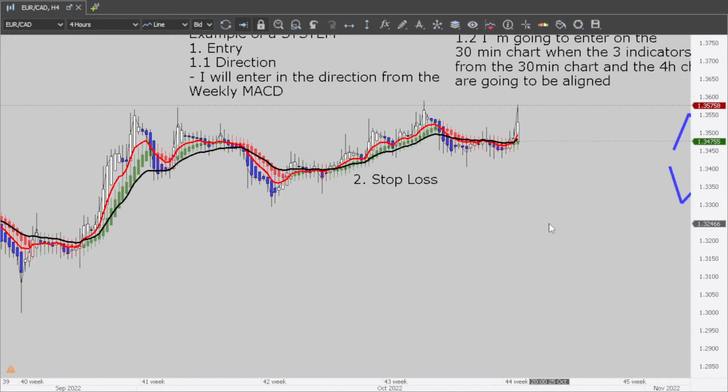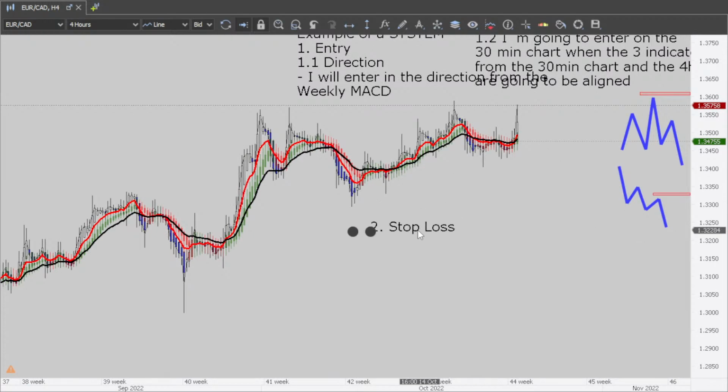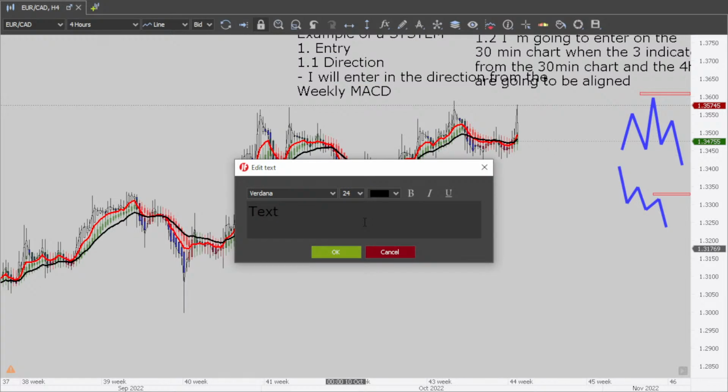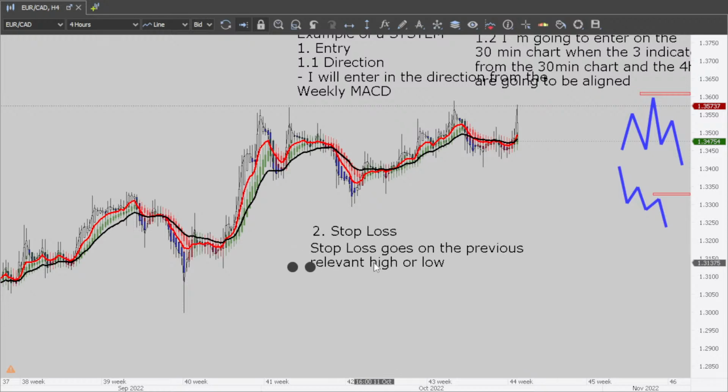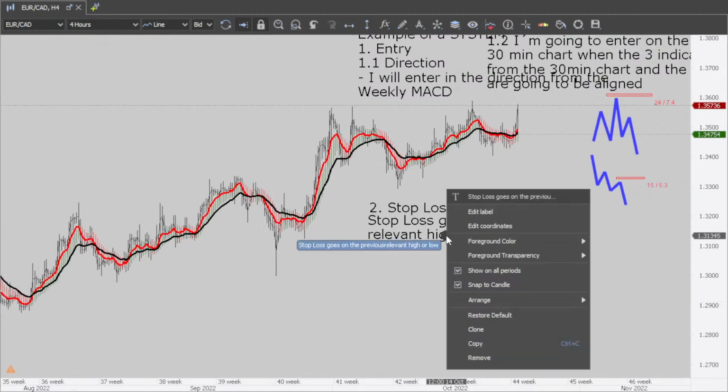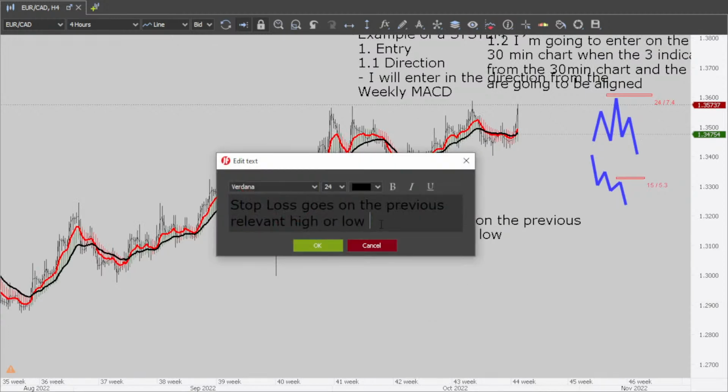Okay everybody, can I put my stop loss? It's just an example, right? Can I put my stop loss? Stop loss goes on the previous relevant high or low. Can I do this? Can the stop loss go on the previous relevant high or low? And I need to decide, right? Okay, on the 4-hour chart.